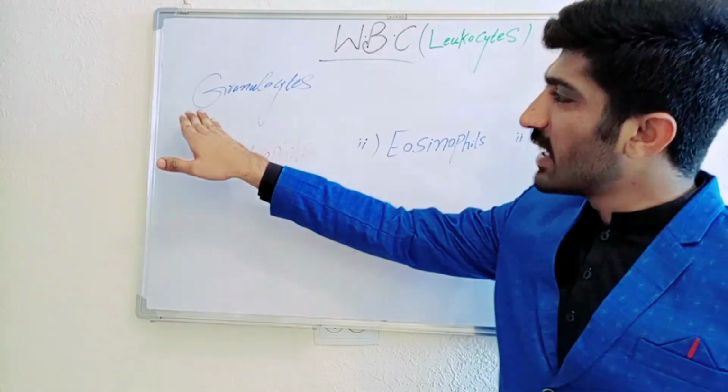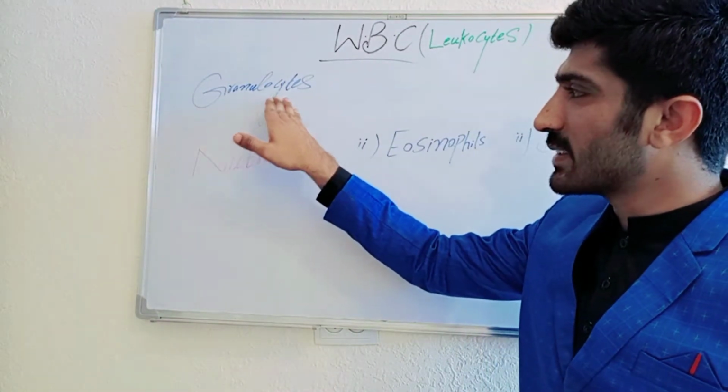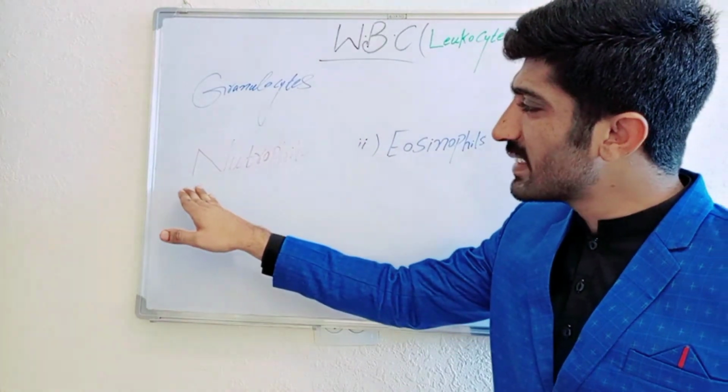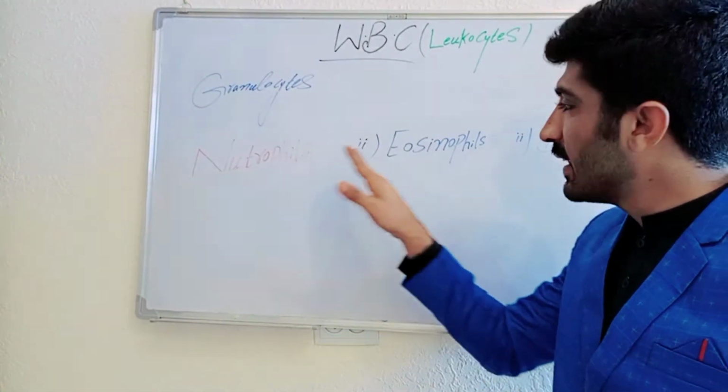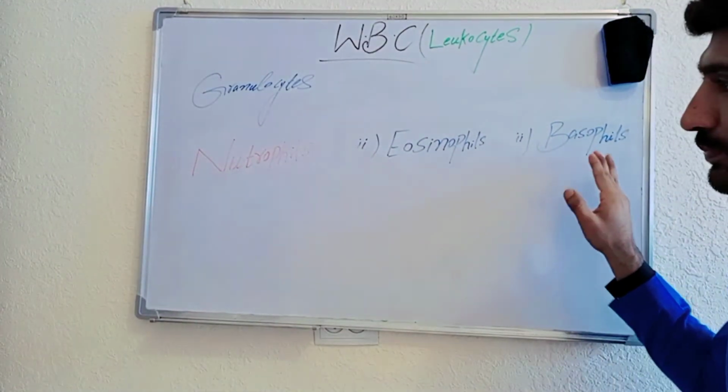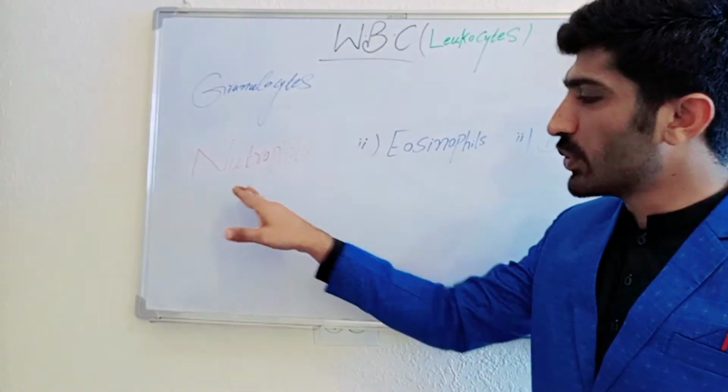In the cytoplasm of these cells granules are present, that's why we say granulocytes. There are three types of cell: first the neutrophils, second eosinophils, and third basophils. So first of all, we will talk about neutrophils.